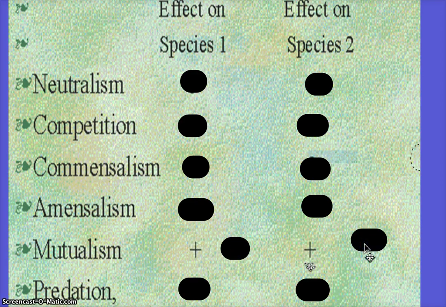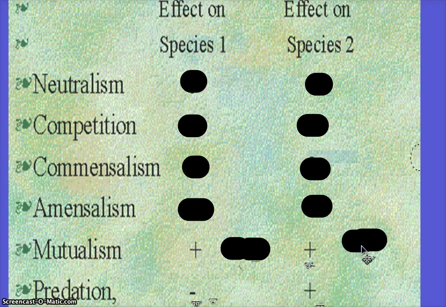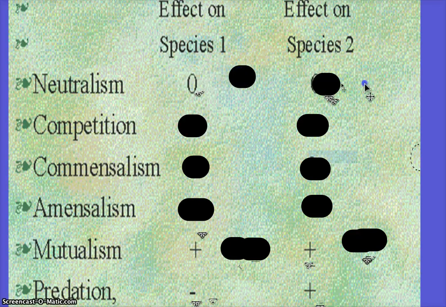How about predation? Plus, minus. That's the same for parasitism. So go ahead and write the word parasitism. How about neutralism? 0, 0. Good job.